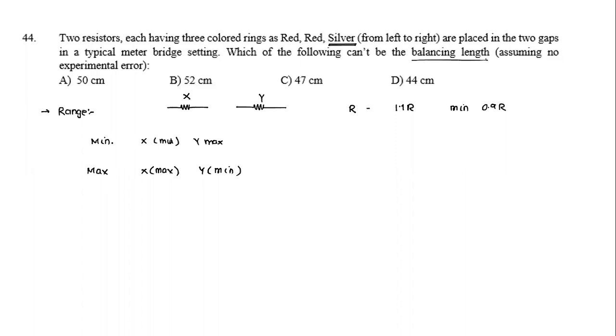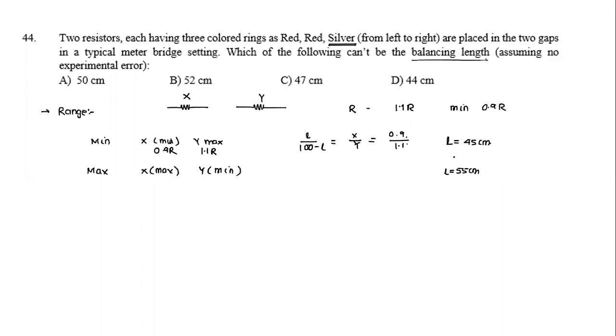Now, what will the setting be here? For minimum reading, what will the condition be? For minimum reading, X has to be equal to 0.9 R and Y has to be equal to 1.1 R. So if my balancing length is L, L divided by 100 minus L will be equal to X by Y, which is equal to 0.9 by 1.1. So what is the value of L I get? L comes out equal to 45 centimeter. Similarly, if I calculate the maximum, L comes out equal to 55 centimeter.